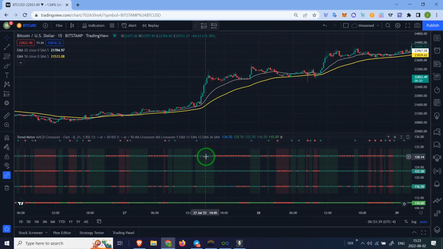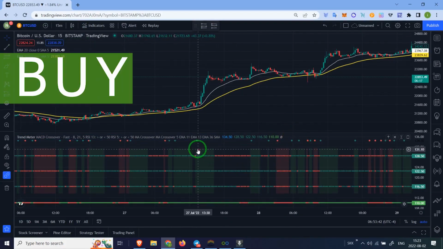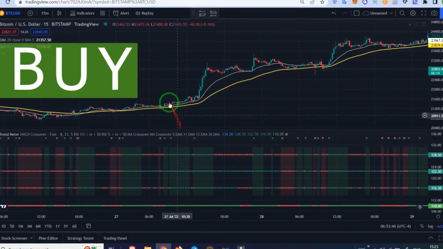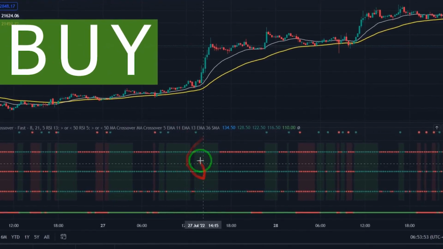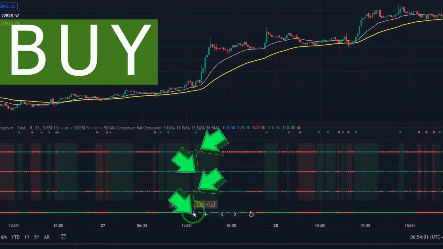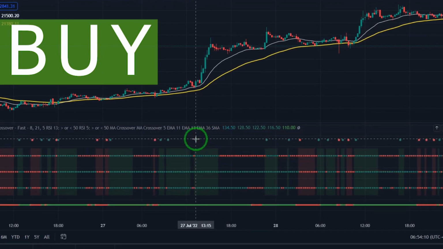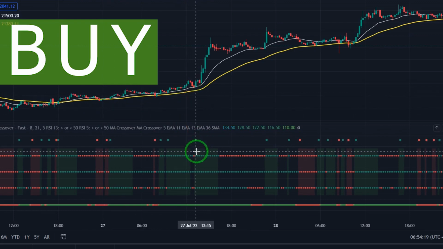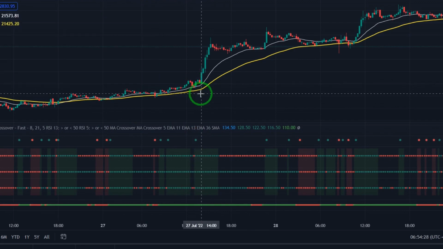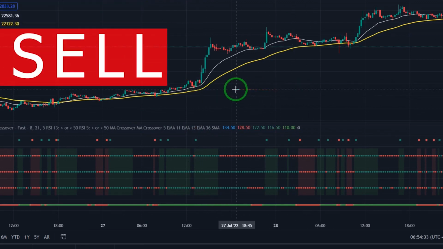In order to enter into a buy position, we must first check that the white moving average is above the yellow moving average. Next, we should check the trend meter indicator. If all the points and the bottom line are green, we can enter into the buy position. So, as you can see, we can enter into the buy position here. I will tell you further how to set the take profit and stop loss. But before that, let's see how to enter a sell position.